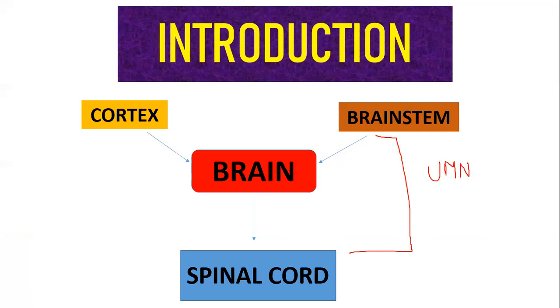The basic first concept that you must understand in any pathway is: what is an upper motor neuron, what is a lower motor neuron. What is an upper motor neuron? The set of neurons that arise from the brain to the spinal cord constitutes the upper motor neuron. And from the spinal cord, you are going to have some set of nerve fibers that go to your muscle, most probably, if you take a motor pathway. So this constitutes your lower motor neuron.